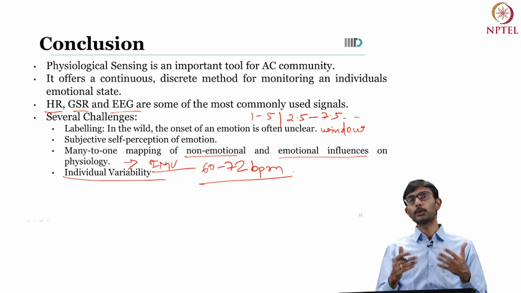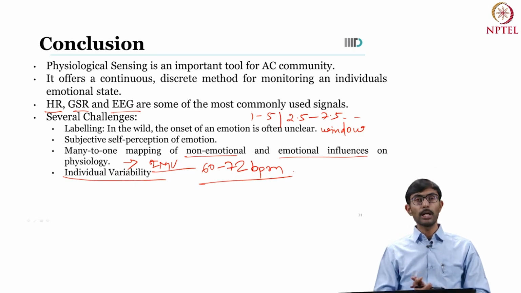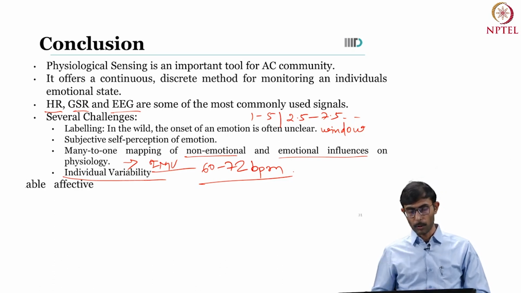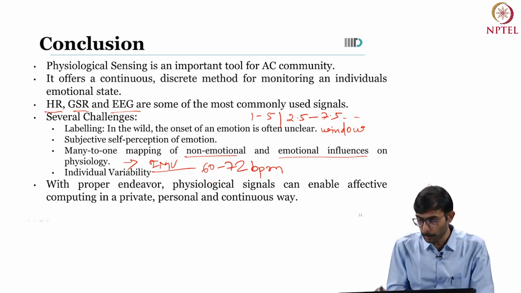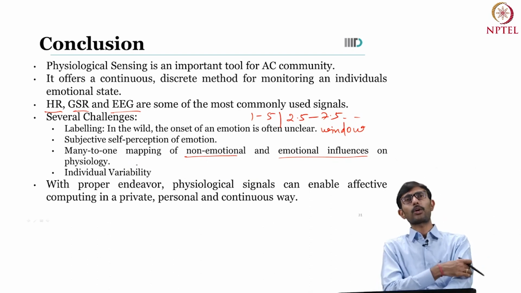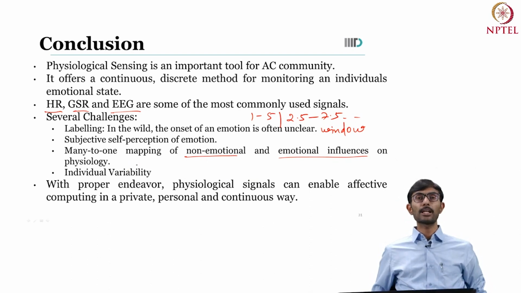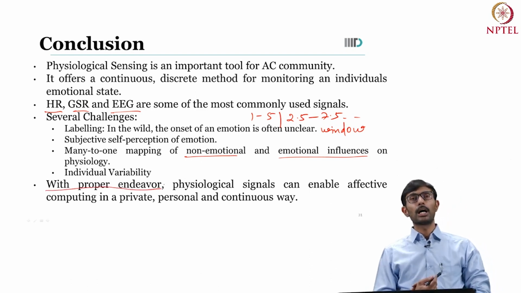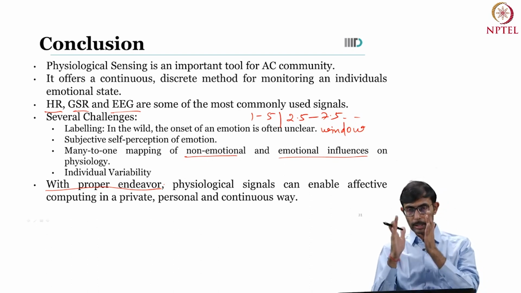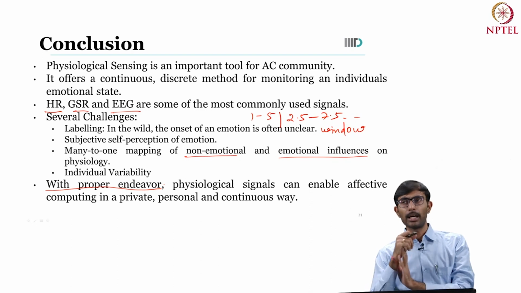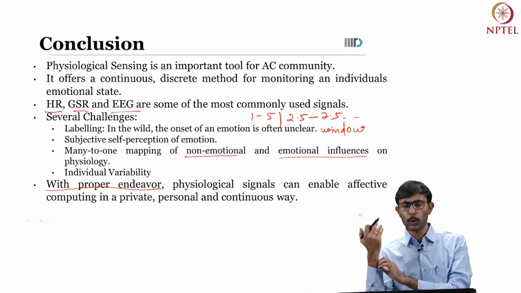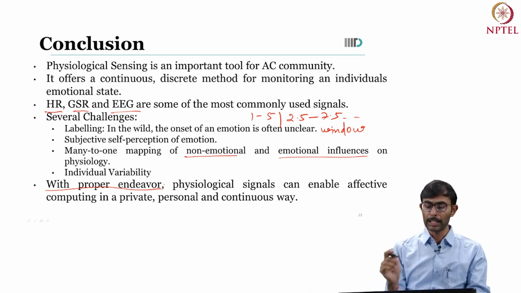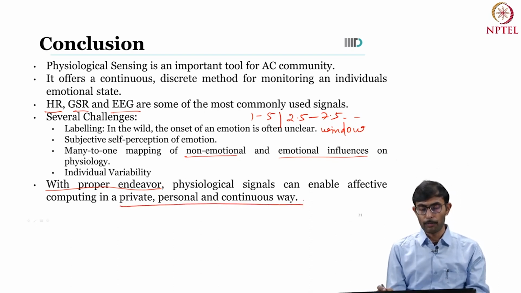It turns out that you need to know this variability, the baseline for the individual, in order to understand the change in physiological activity for that particular individual in that particular sensor or signal, right? So this is also a very interesting limitation. But nevertheless, the bottom line is that there is a lot of research and development being done on the analysis of emotions in physiological signals. With proper effort, if you are looking at the right sensor, the right setting, and the right type of analysis using machine learning, deep learning, and signal processing techniques, then these physiological signals can enable effective affective computing in a very robust fashion, which is private.